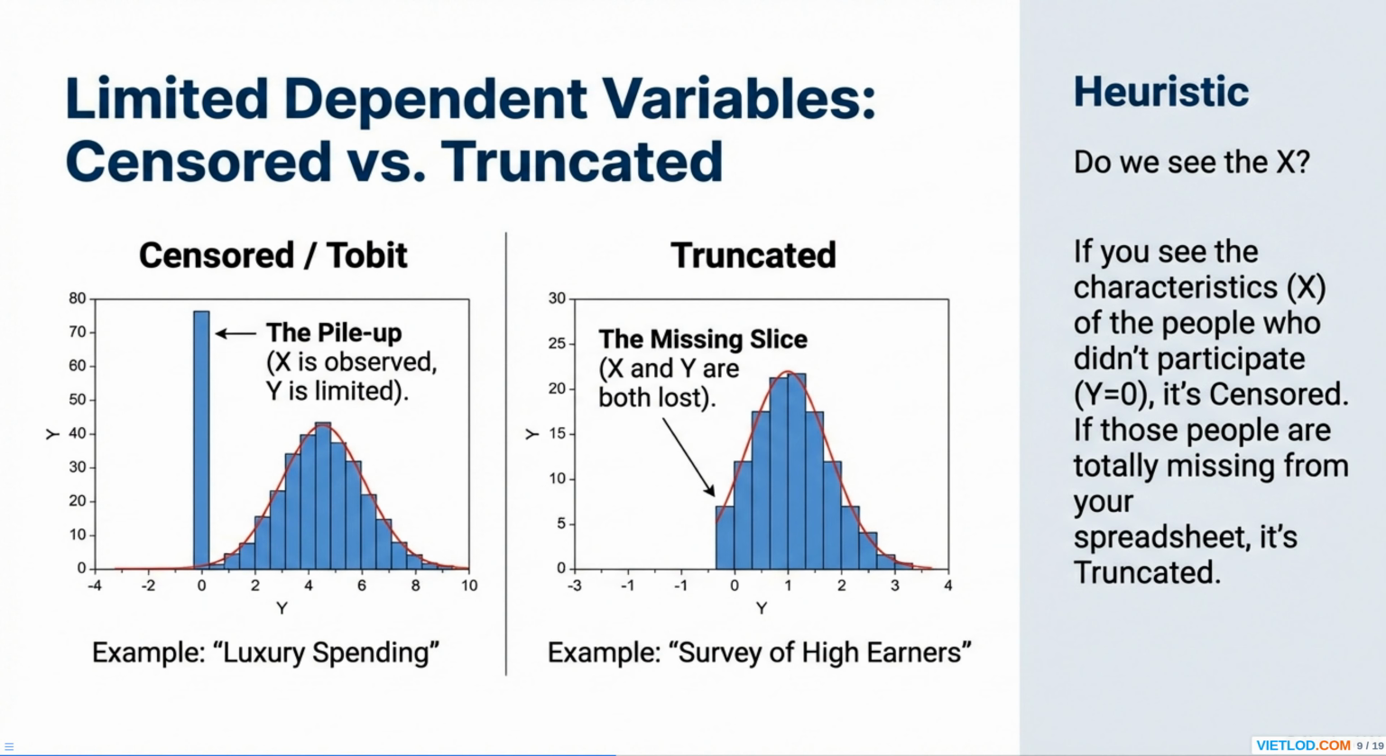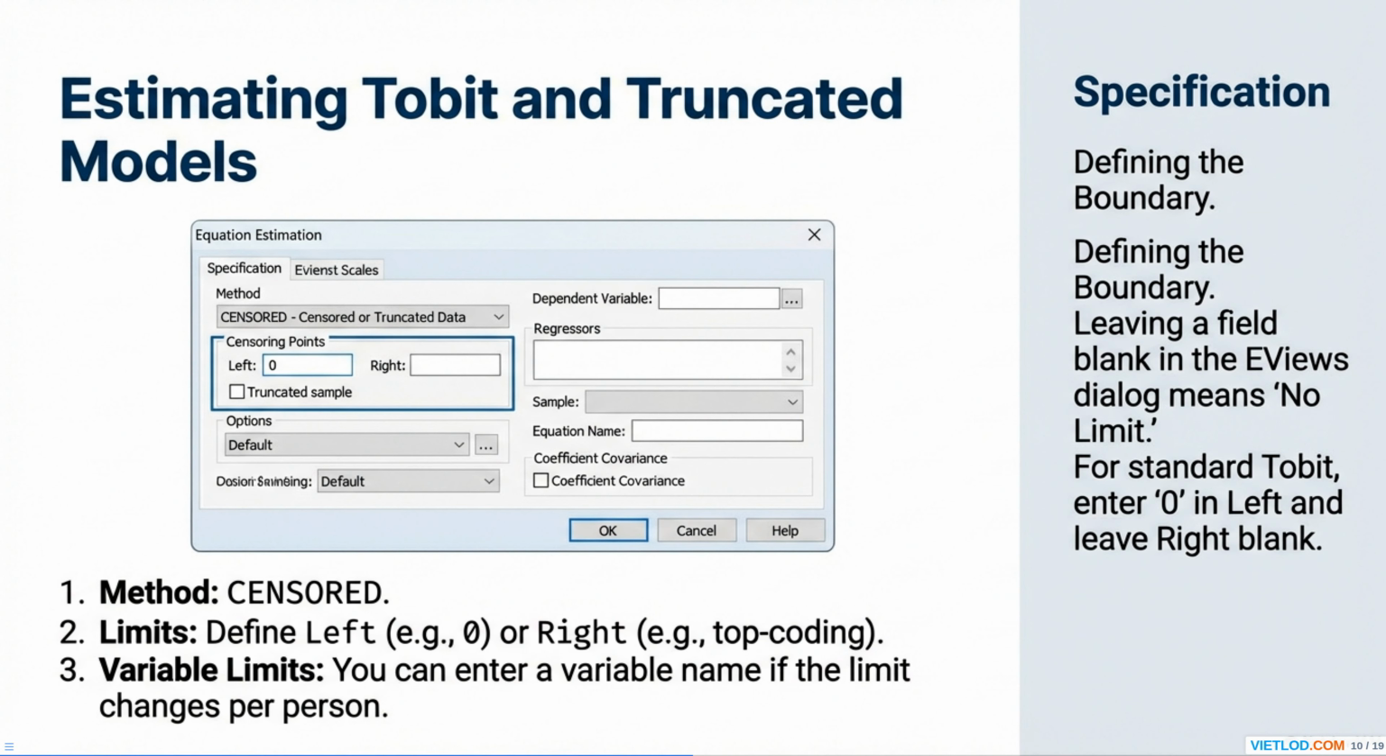In contrast, with truncated data, we don't observe either x or y for a portion of the sample. It's as if a whole slice of the data is completely missing from our spreadsheet. Imagine a survey specifically targeting high earners, where data for anyone below a certain income threshold is simply not collected. A simple heuristic to tell them apart is to ask, do we see the X? If you can see the characteristics of people who didn't participate or had a 0 outcome, it's censored. If those people are totally missing from your dataset, it's truncated.